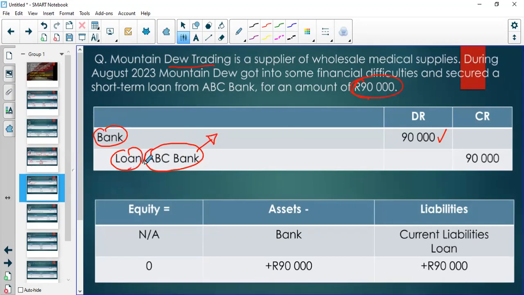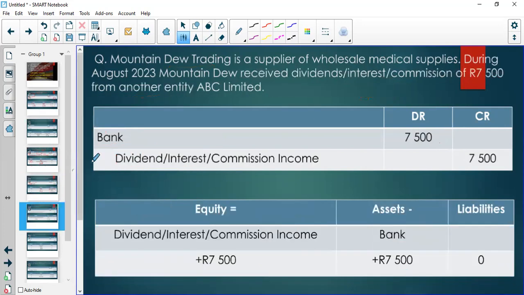All right. So this is a liability. This is an asset. So assets have increased by 90,000. We have more money in the bank, but of course, this comes from a short-term loan. So a short-term loan is going to be a current liability. And our liabilities are going to increase by 90,000. So like I said to you, transactions that involve cash received are very simple.